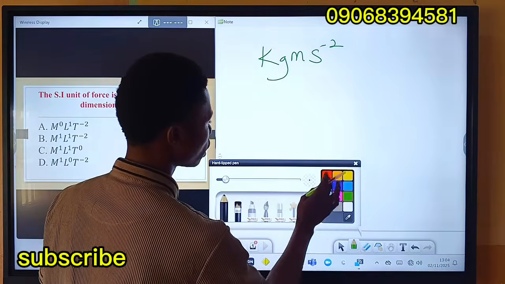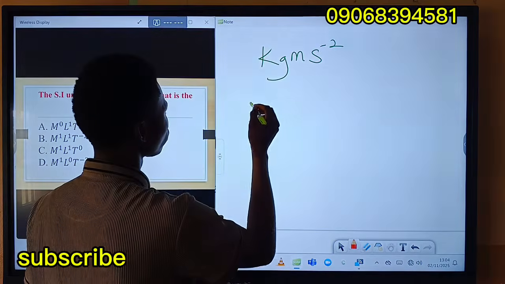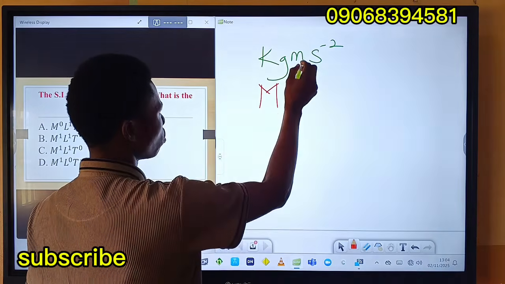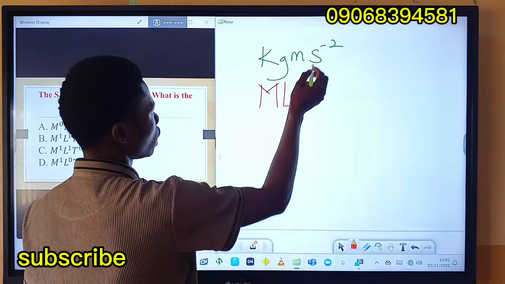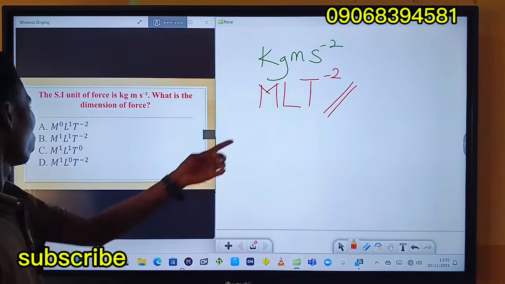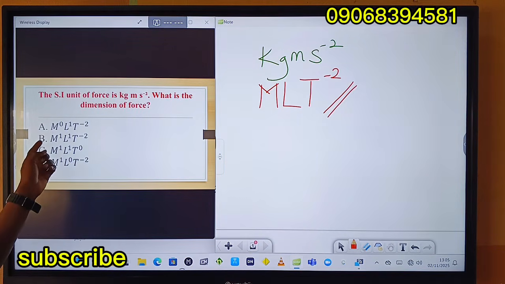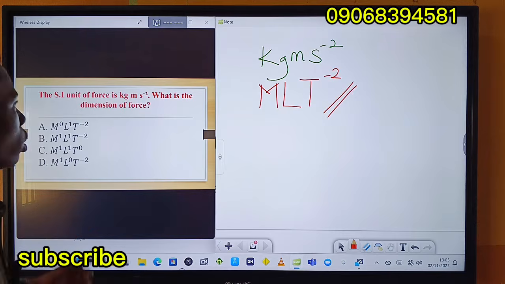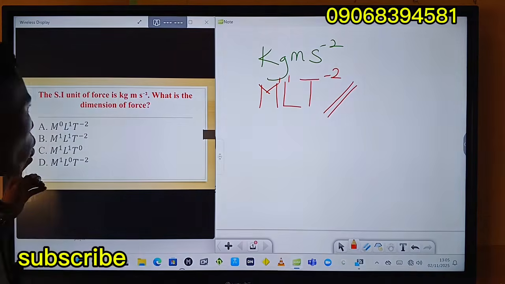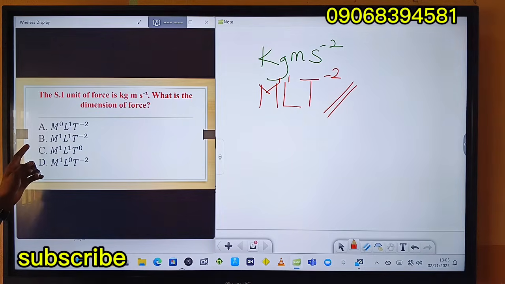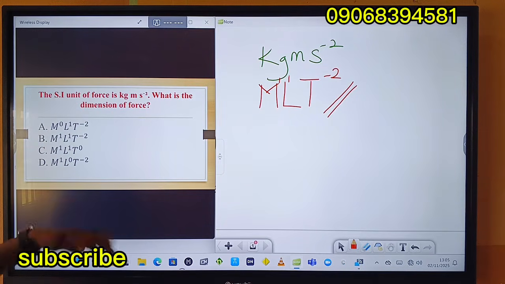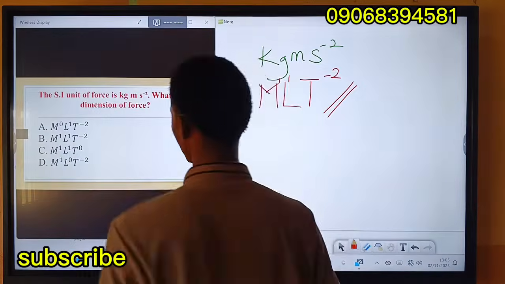Your own work now is that at this point, you know kilogram is the unit for what? Mass, right? You write M. Meter is the unit for what? Length. You write L. Seconds is the unit for what? Time. You write T raised to the power minus 2. I'm done. Now look at this. In the options, you are seeing something raised to the power this and that. Now, M is the same thing as M raised to the power 1. L is the same thing as L raised to the power 1, right? So our answer there is option B: M raised to the power 1, L raised to the power 1, T raised to the power minus 2. That's our answer there.